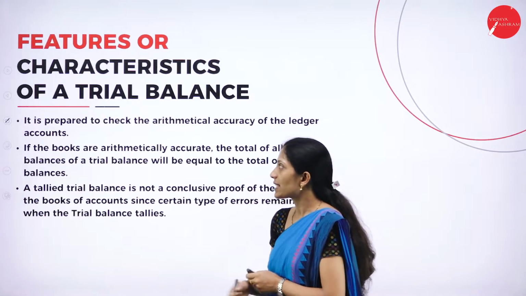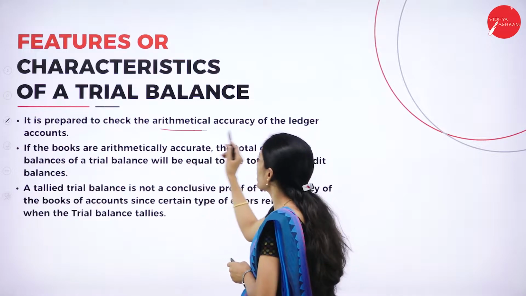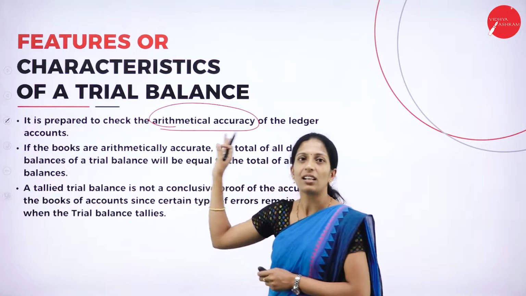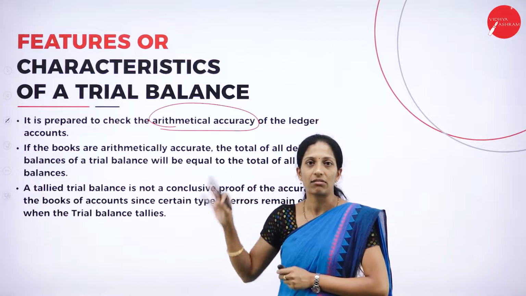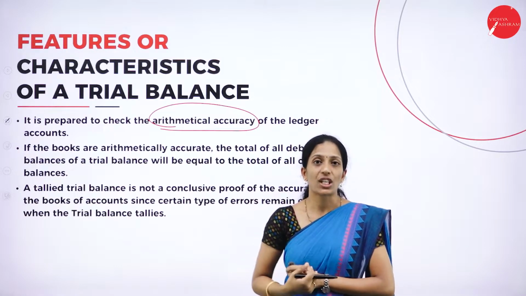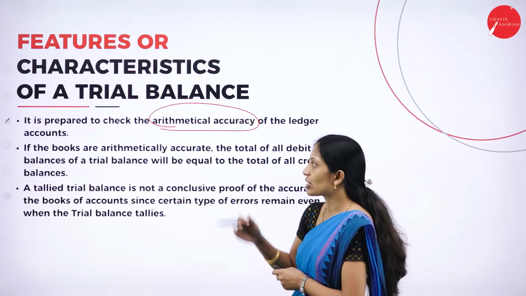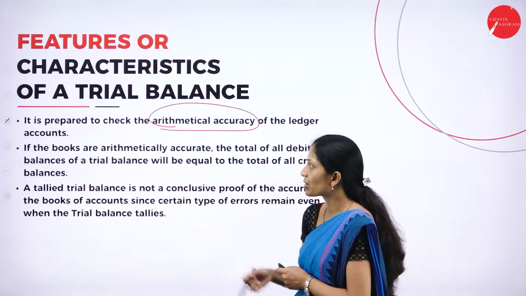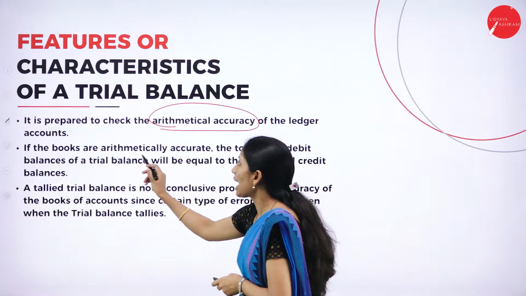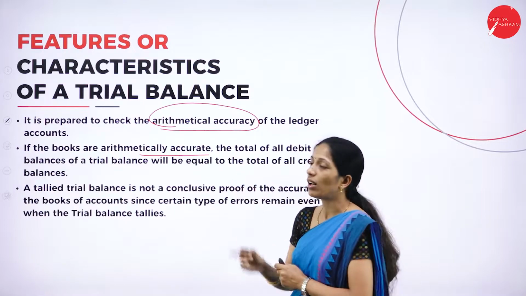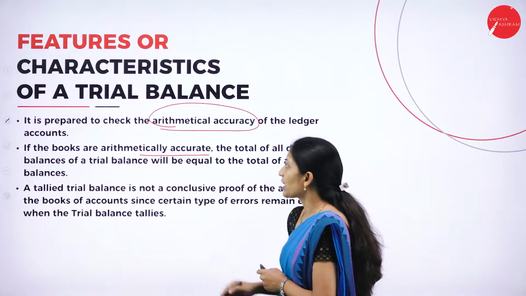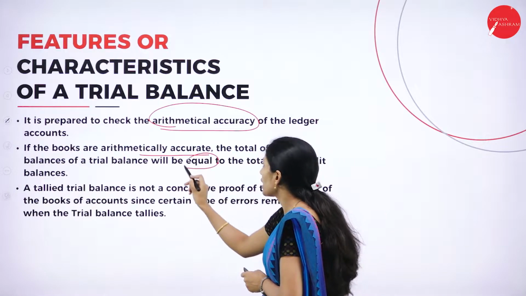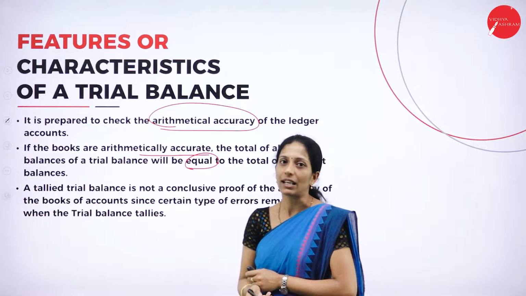And the next feature is that it is prepared to check the arithmetical accuracy. This is the main objective of preparing the trial balance, that is, in order to check the arithmetical accuracy of ledger accounts. If the books are arithmetically accurate, the total of all the debit balances of a trial balance will be equal to the total of all the credit balances.